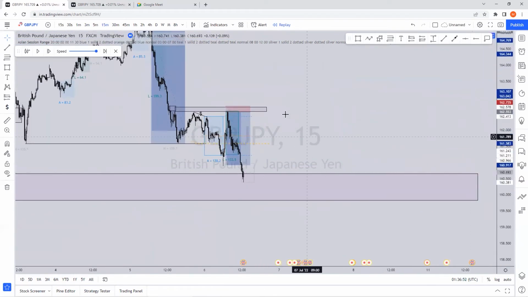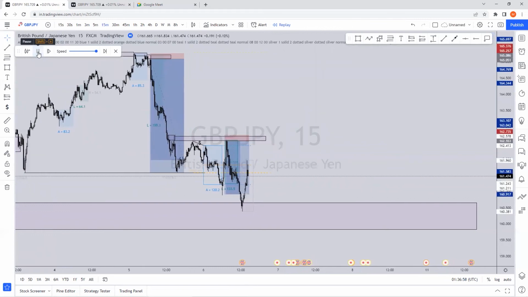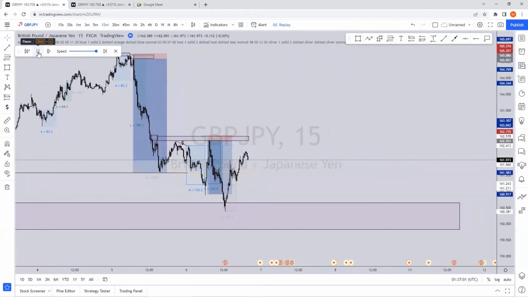So let's see what happened the next day. Price is back here. So I want to see a very good reaction from here before I want to even think of any buy at all. So let's see what price did.